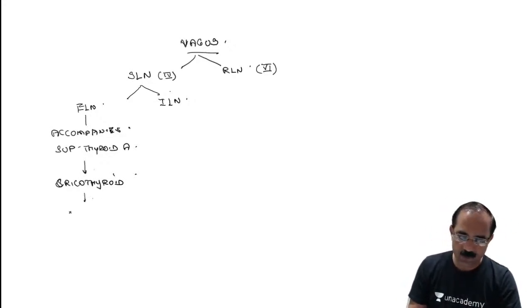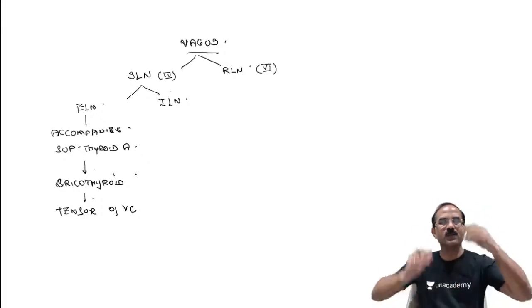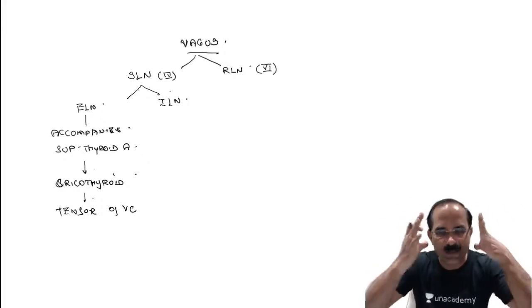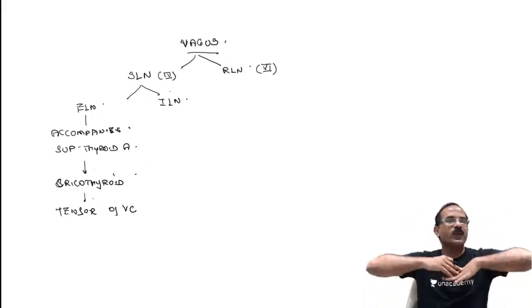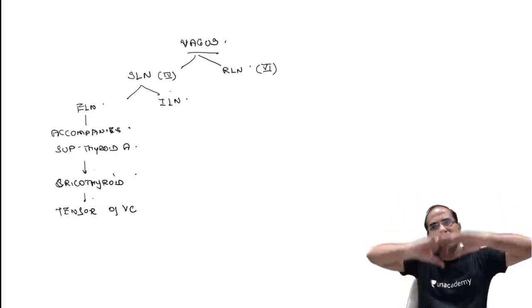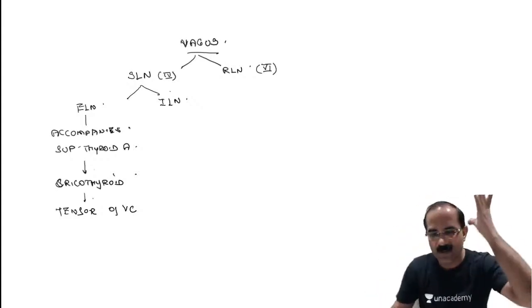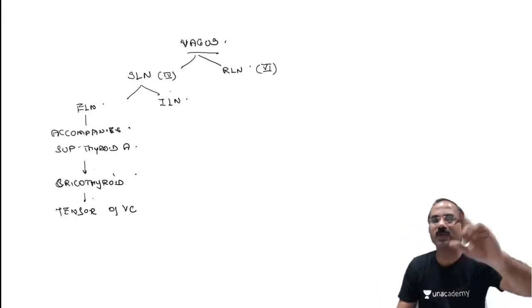And what is the action of cricothyroid? It tenses. It's a tensor of vocal cords. Cricothyroid is a tensor of vocal cords. And students, when the vocal cords are tensed, what do we get? We get a high-pitched voice. A high-pitched voice. You shout in a very high-pitched voice. This is when the vocal cords are tensed. Okay. And this tensor of vocal cords is called cricothyroid.